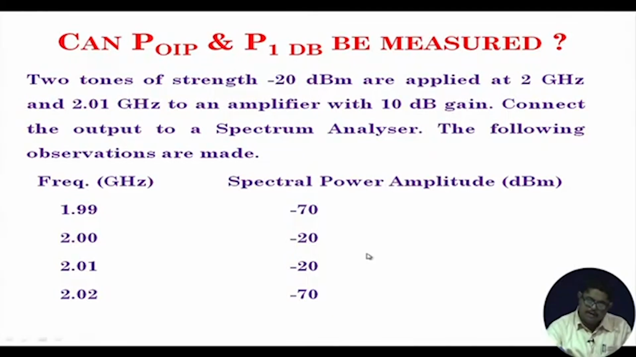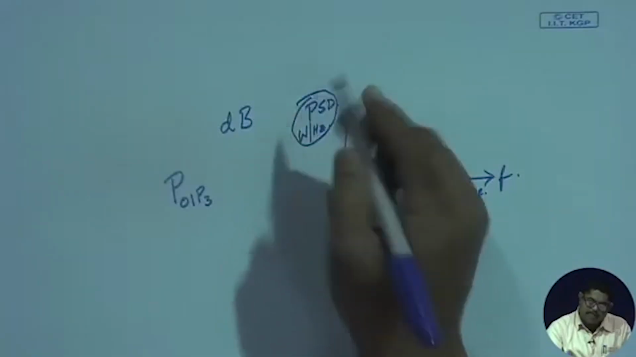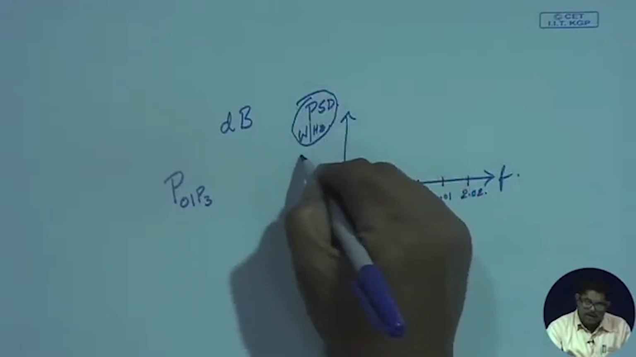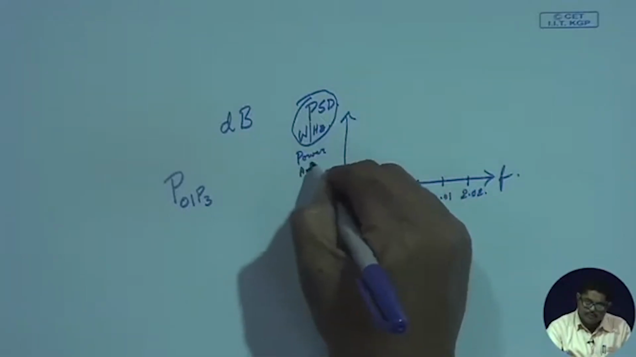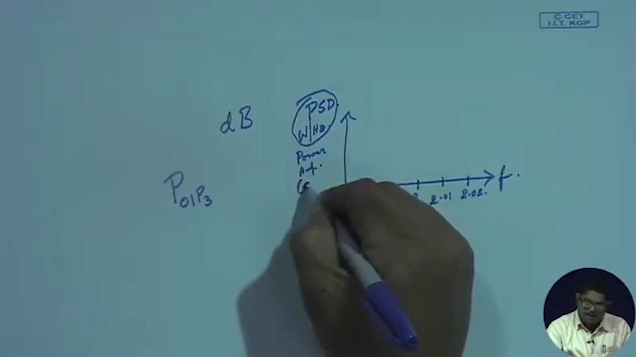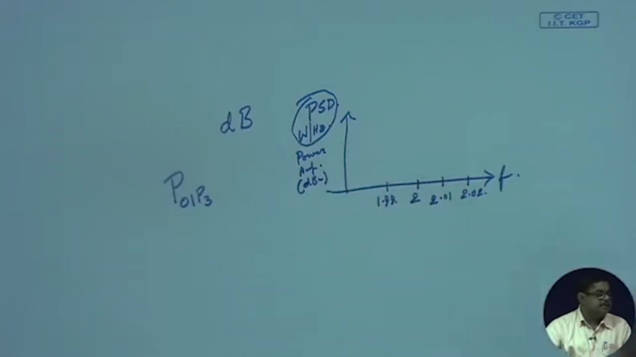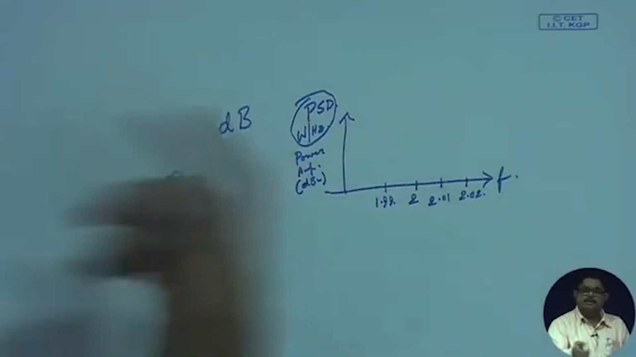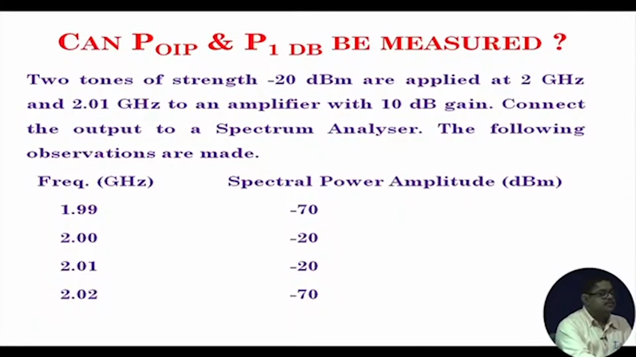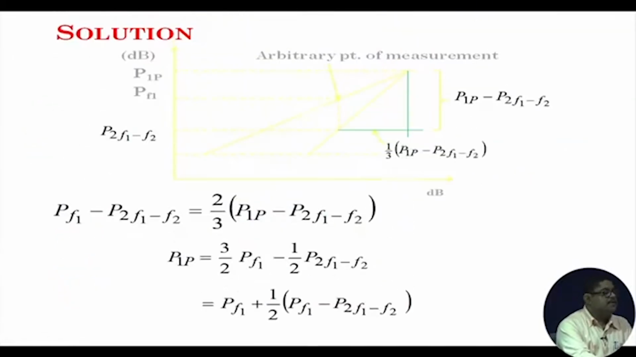Here you can also have on the y axis the power amplitude in dBm. In the spectrum analyzer you can change this. So, if you put it in power amplitude, let us say the values are these. From this you will have to determine what is POIP, how will you do that.